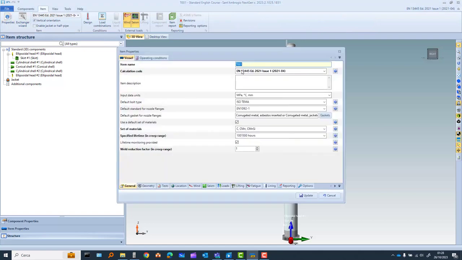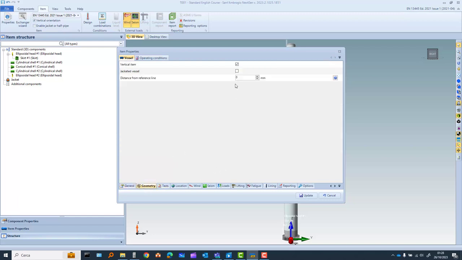The name is T001. The standard is EN 13445-3 edition 2021. The units are megapascal and degrees centigrade. These are the default for standard flanges. These are the materials. This is the material set: carbon, manganese, silicium. Well, the factor in creep range doesn't matter because we are not in the creep range.